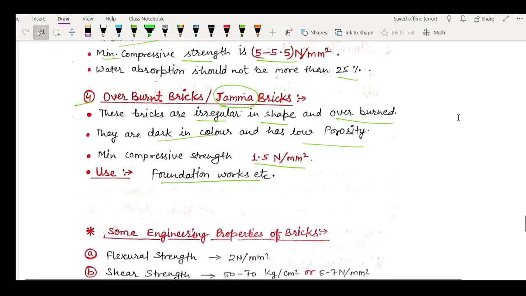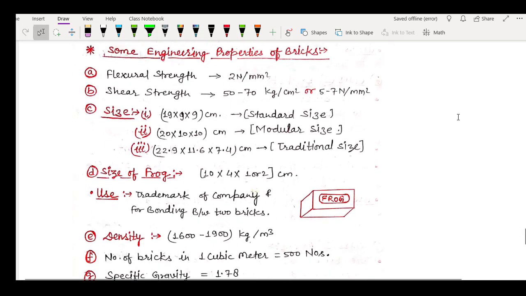After that, there are some engineering properties of brick which are to be known to every student. It is not fixed to a certain class, it is in general. First, the flexural strength. You have studied that compressive strength for first class brick is more compared to the overburnt, but the flexural strength or tensile strength of the brick should be 2 Newton per mm square. The shear strength should be 50 to 70 kg per centimeter square, or 5 to 7 Newton per mm square, or Newton per mm square can be written as megapascal.